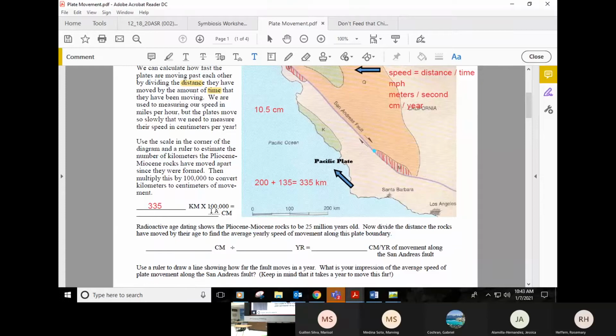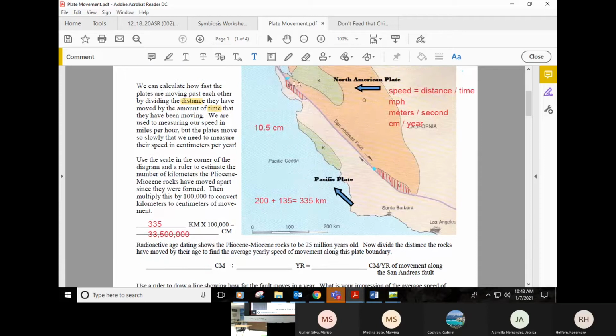maybe you know whenever you multiply by a number that has a bunch of zeros, if it's a 1 in the front and then zeros, all you have to do is take the number you started with and count how many zeros you have and add them afterwards. 5 zeros. Then I need to put a comma in every third one, and I get 33,500,000 centimeters. That's how many actual centimeters there would be between this point of these rocks and this point of these rocks. Okay?